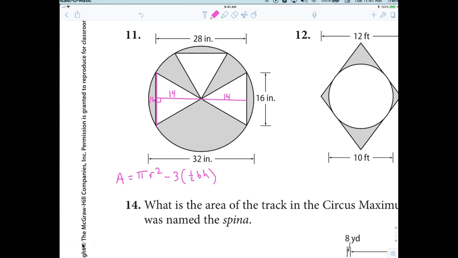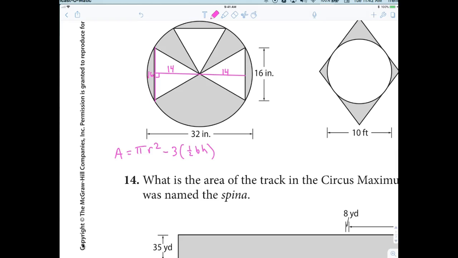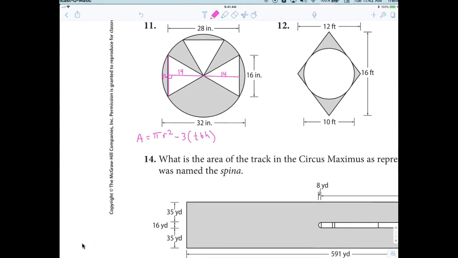All right. So now we're on question number 11. Now I need one more thing. Look up here, guys. Make sure you see this. I need everybody to fill in the variables. What is the radius of the circle? Someone's got to tell me what the radius of the circle is. What is it, Caroline? 16. Why is it 16? Because you divide 32 in half.